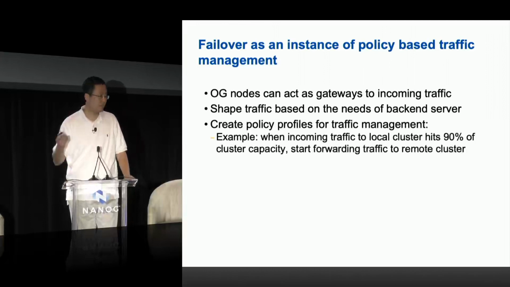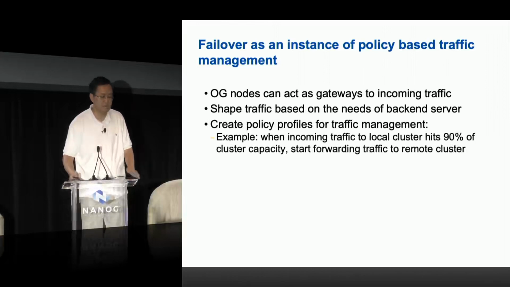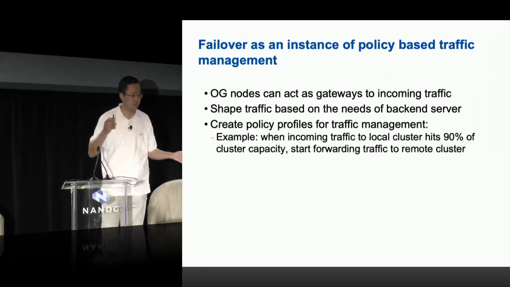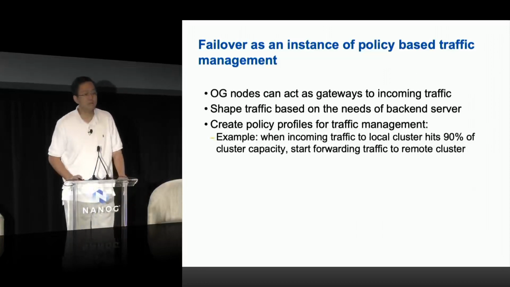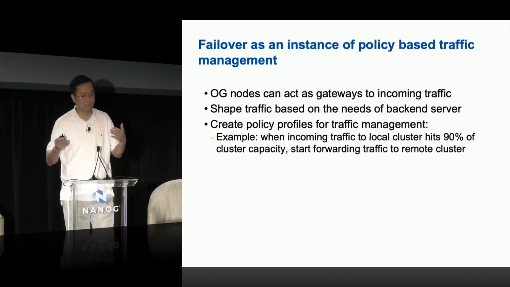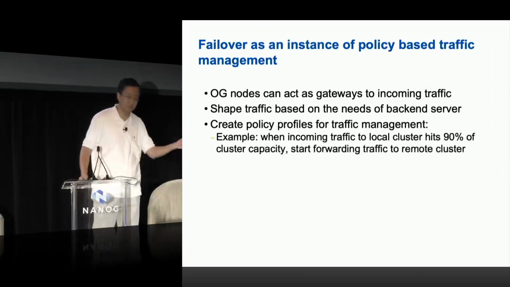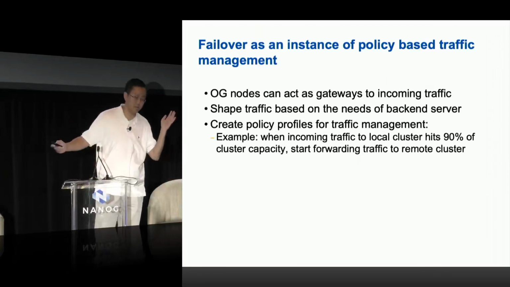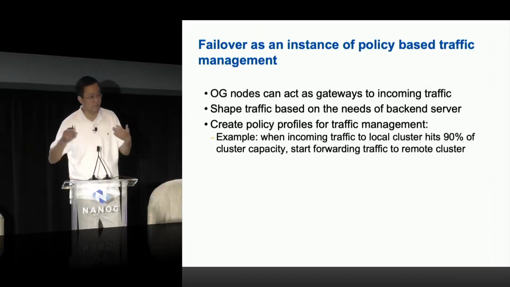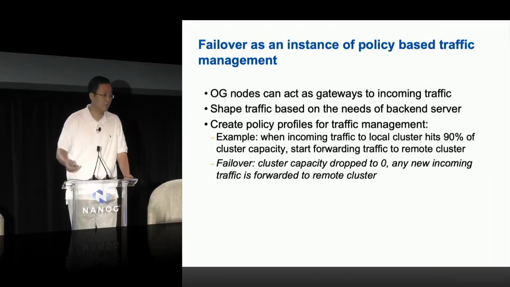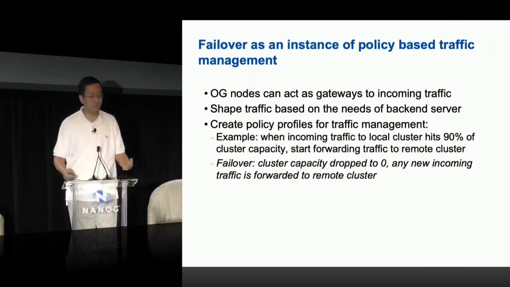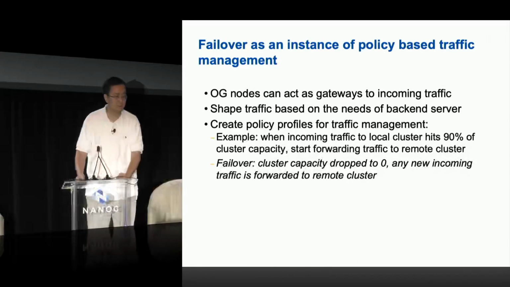So say when incoming traffic to the local cluster is at 90%, start forwarding traffic to the remote cluster, right? So that's something that we can incorporate, and it doesn't have to be to this one specific failover. You can split across multiple, right? And then this connection would all be tracked. And of course, as I mentioned, failover would be, say, when cluster capacity drops to 0 and new incoming traffic goes towards a remote cluster. So that's how we envision this architecture.